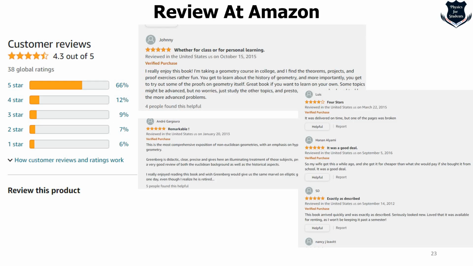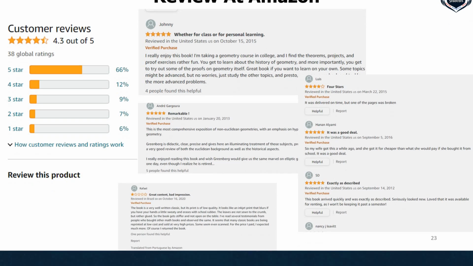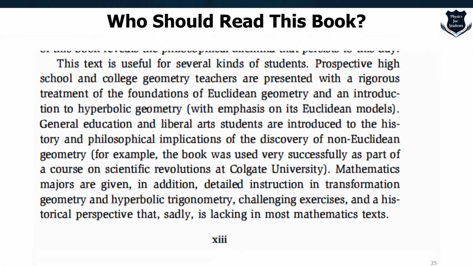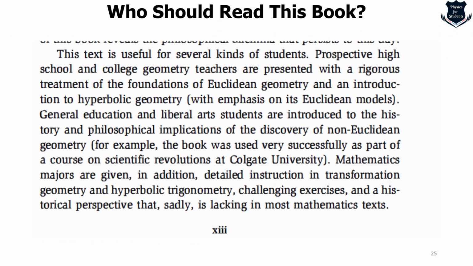Now this book covers both Euclidean and non-Euclidean, which means it should start with the Euclidean part and then go into the non-Euclidean part. So it gives you a very good, thorough understanding. But most important is: who should read this book? As I told you, it is important for every reader to understand who should read a book. Professor Greenberg gives very good clarity.